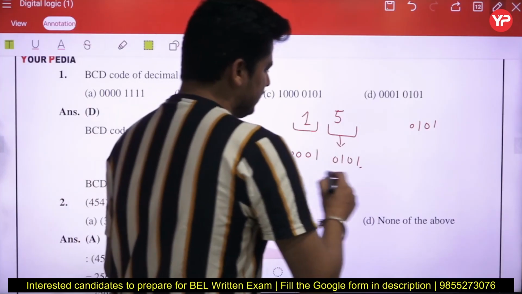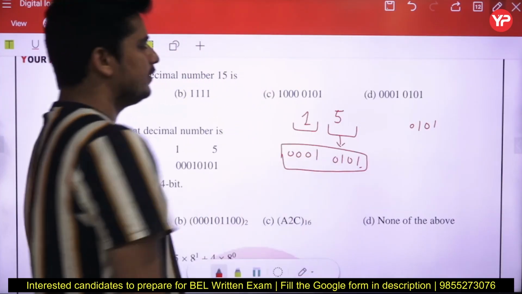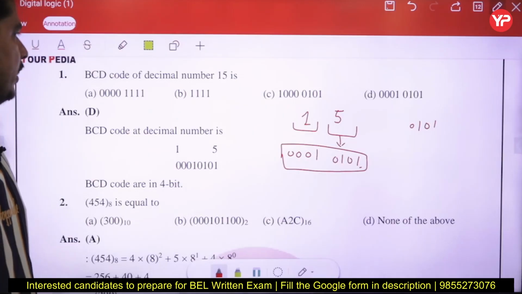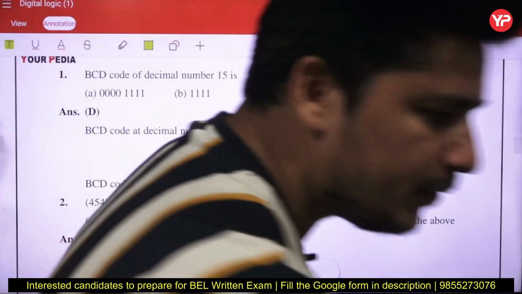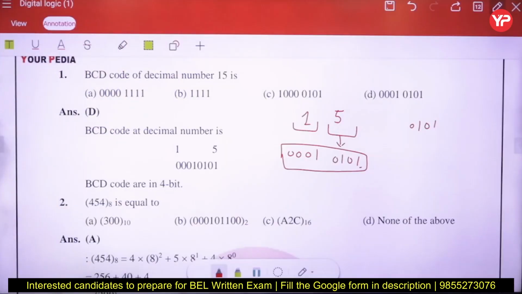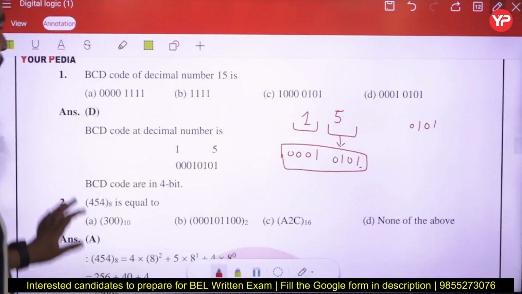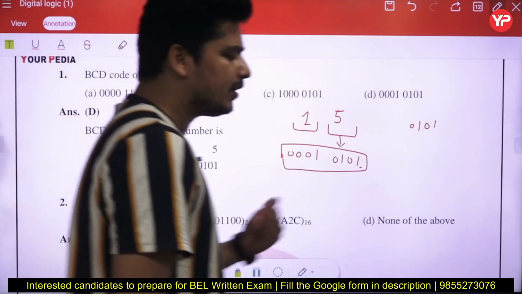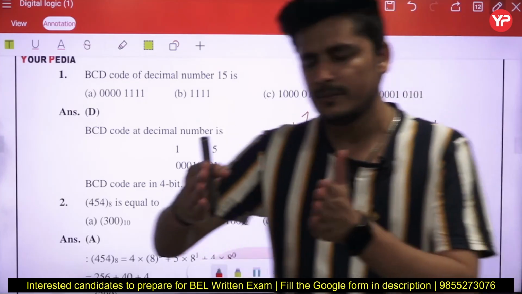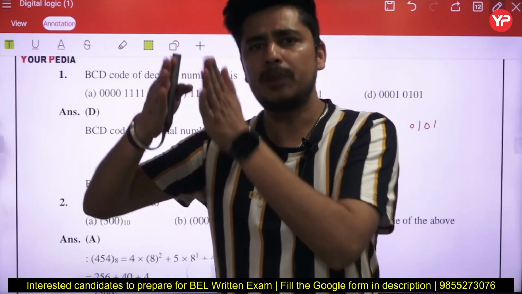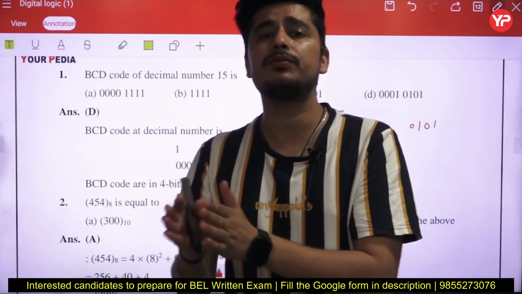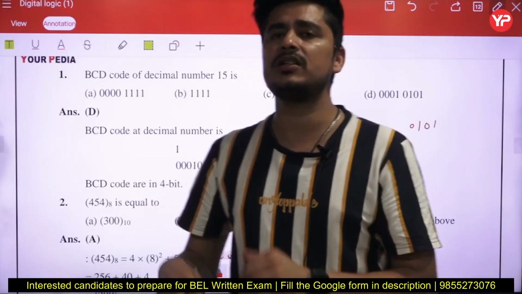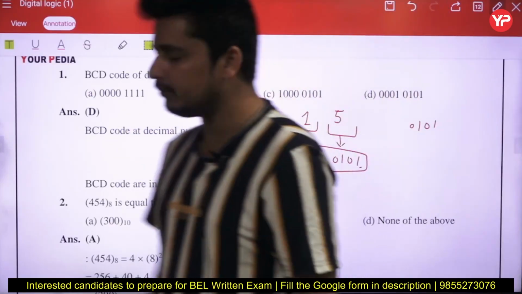So basically this is the number for 15, that is the binary coded decimal, right? So now you understood how we can write a binary coded decimal number for a given number. What you can do, just write the binary equivalent of 4 bits for each digit, so you will get a BCD number from there, right?